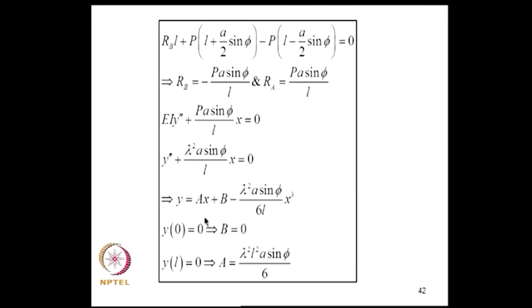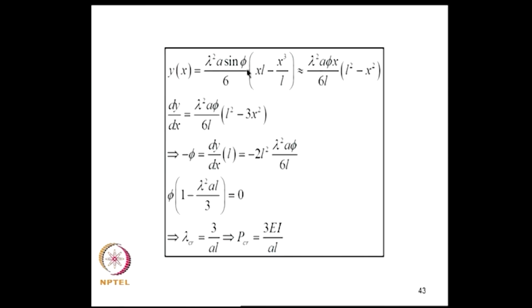Now, again the complementary function is this, and this is the particular integral, and we impose a condition at x equal to 0 and x equal to L, y must be equal to 0, and we get this value of A. And if we now approximate sin phi by phi, I get y of x to be given by this. So, now dy by dx, see phi is an unknown here, still we have to find that. So, I will find dy by dx and evaluate it at x equal to L.